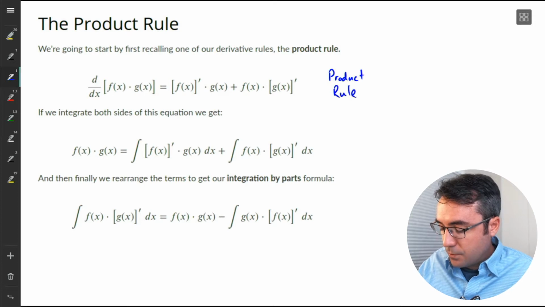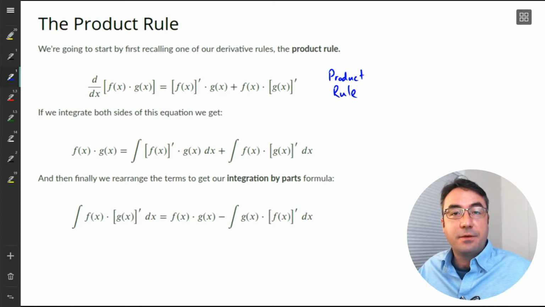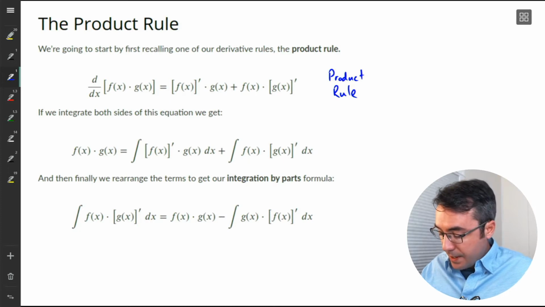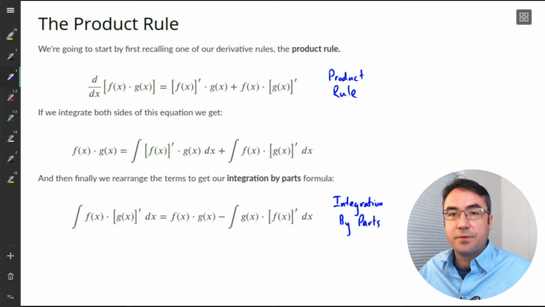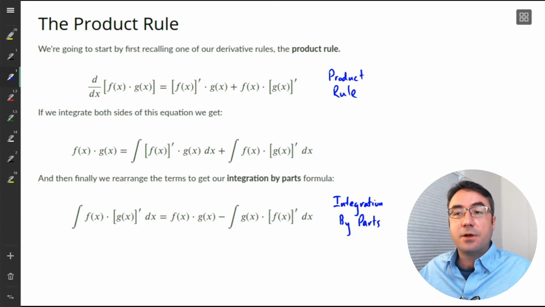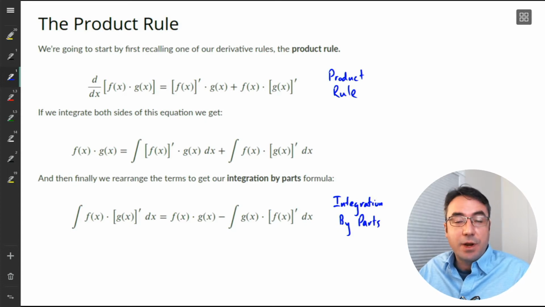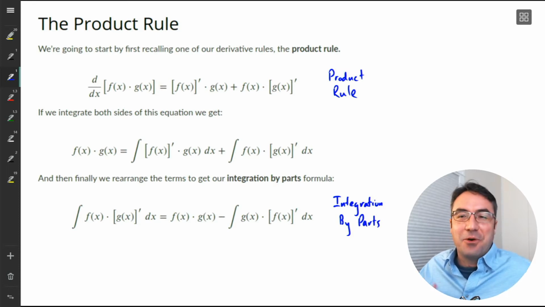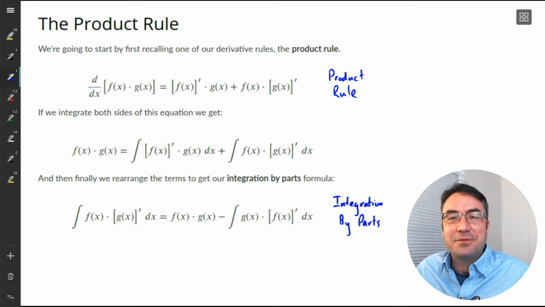So just like product rule allowed us to do the derivative of the product of two functions, we also have an integration by parts formula. And this is the long form of the formula. We're going to actually look at and use more of a condensed version. But we have this integration by parts formula that says the integral of f of x times g prime of x is equal to f of x times g of x minus the integral of g of x times f prime of x. So that's the long form. We'll see a more condensed version in a few minutes.